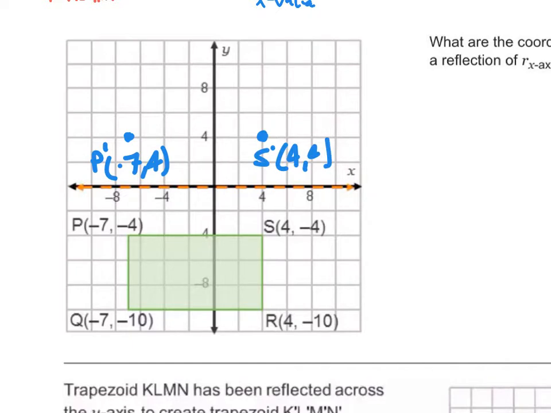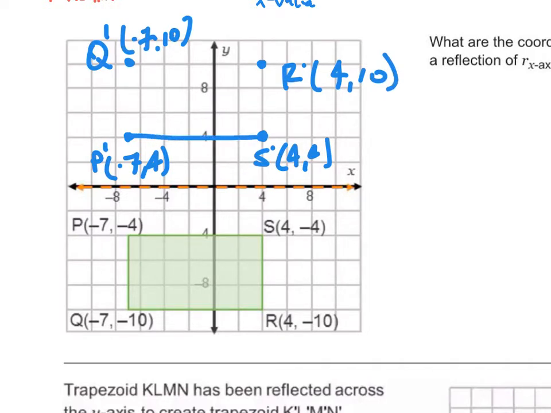If I take point Q, keep the x value the same, but make the y value opposite, we get -7, 10. That's Q prime. On the other one, 4, -10 becomes 4, 10, so that's R prime, 4, 10. Now if I just connect these lines here, I've got my reflected shape. That's all we're doing.